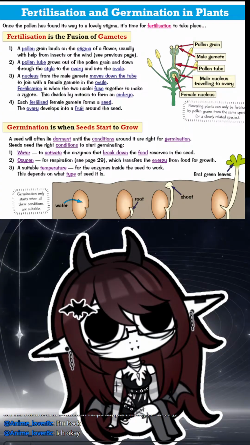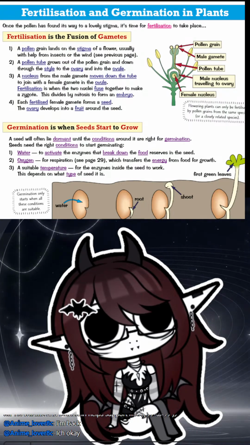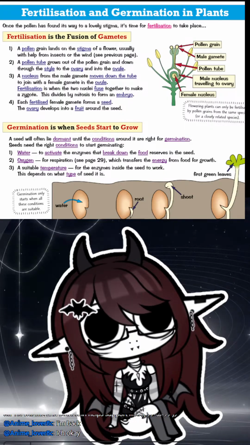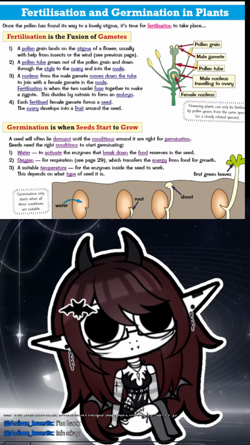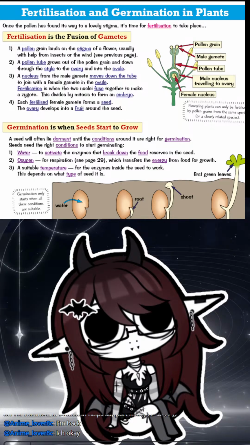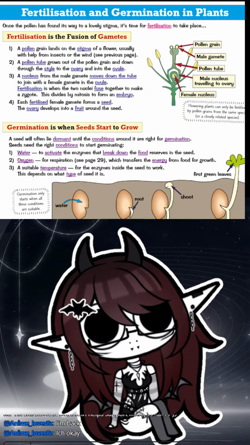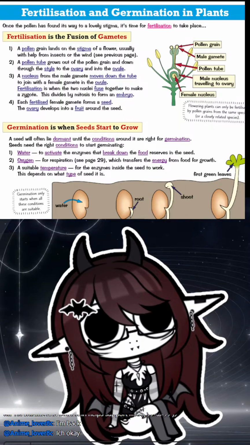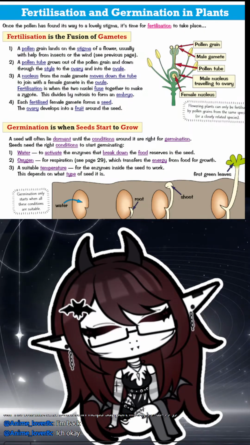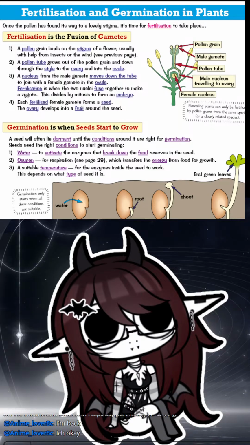Now let's go over fertilization and germination in plants. Once the pollen has found its way to a lovely stigma, it's time for fertilization to take place. Fertilization is the fusion of gametes. A pollen grain lands on the stigma of a flower, usually with help from insects or the wind. A pollen tube grows out of the pollen grain and down through the style to the ovary and into the ovule. A nucleus from the male gamete moves down the tube to join with a female gamete in the ovule.